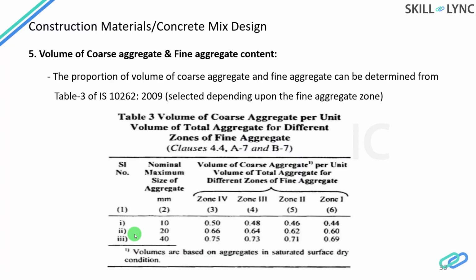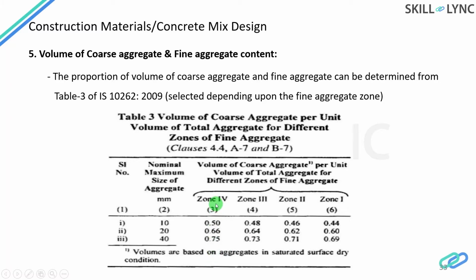Okay, next is the volume of coarse aggregate and fine aggregate. Earlier we calculated the target mean strength, then the cement content, then the water content, and now it is the coarse aggregate and fine aggregate content. The proportion of volume of coarse aggregate and fine aggregate can be determined from Table 3 of IS 10262-2009. This depends upon the fine aggregate zone.